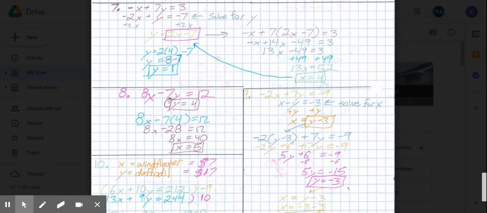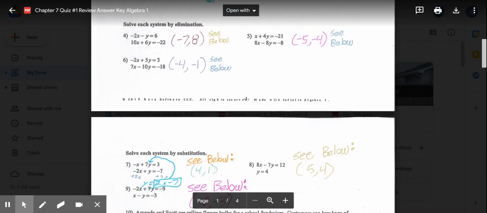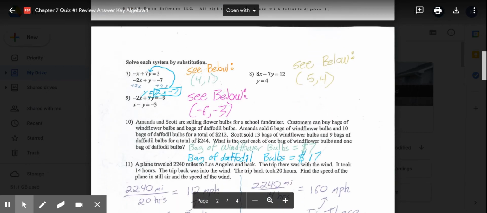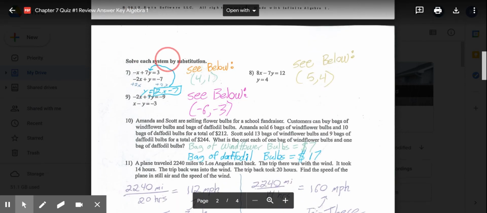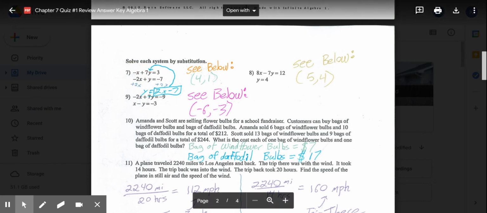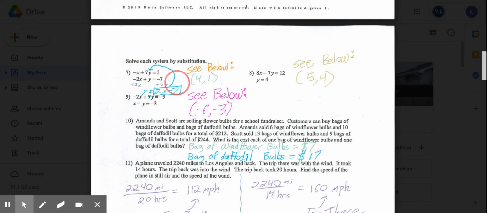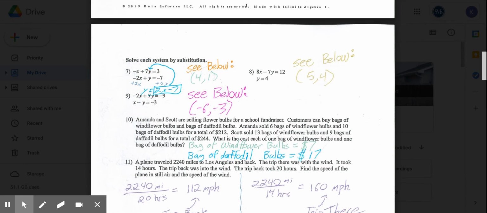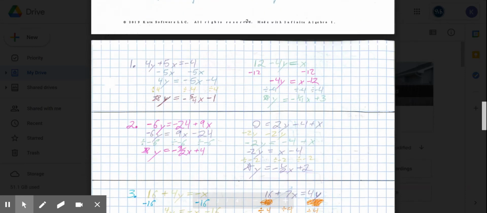Now with 7, 8, and 9, as we look back at our directions for 7, 8, and 9, they want us to solve each system by substitution. So again, I put the answers up here, but the work is down below. I started with 7 just to show the first process, but then moved it down below to get more space.